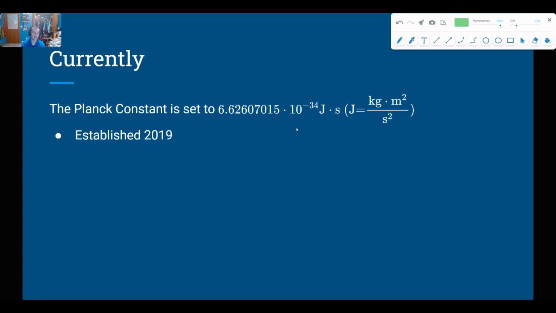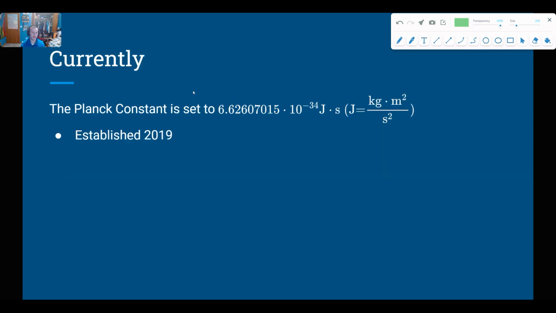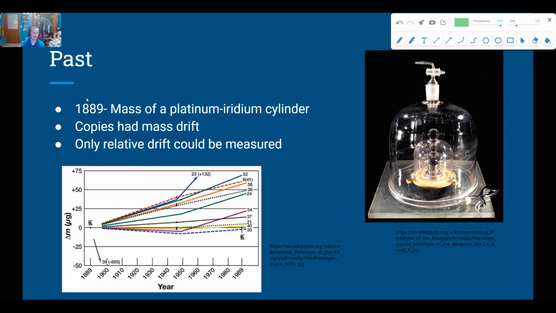So this was definitely not for the faint of heart. In the past, until 2019, from 1889 to 2019, the kilogram was defined as the mass of a platinum iridium cylinder, which is not as big as you think it is. It's kept inside glass, vacuum sealed, with thermal insulation, to protect it from environmental effects.